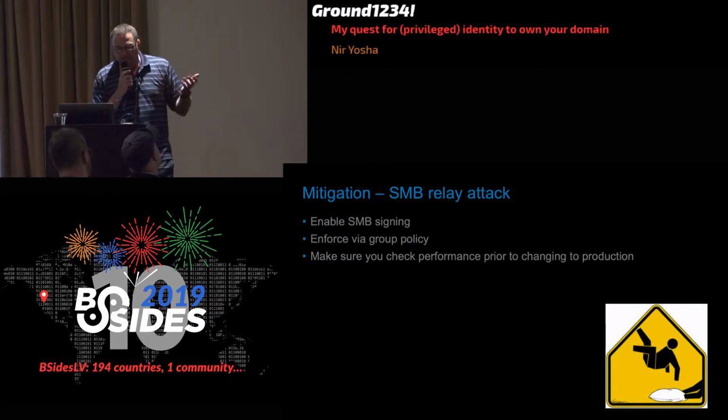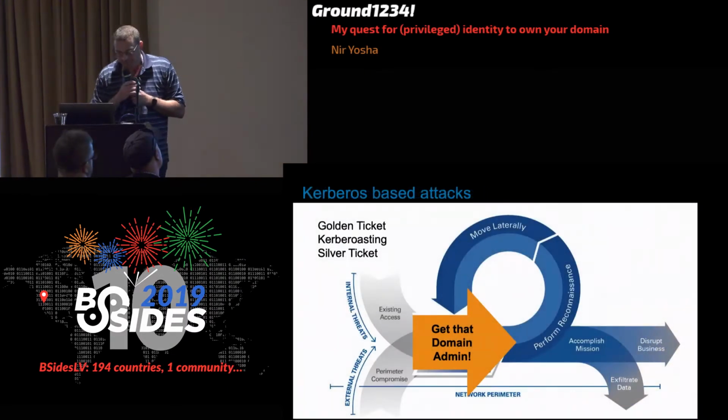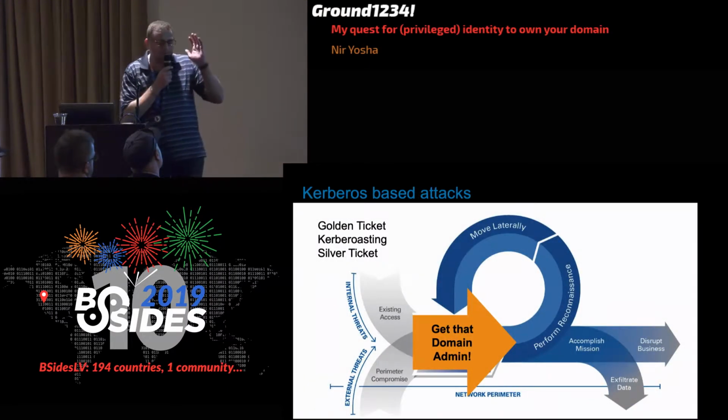To mitigate that, just enable SMB signing. That could be enforced via group policies. And again, make sure that you're aware of the performance implications. OK, now let's talk a little bit about Kerberos.